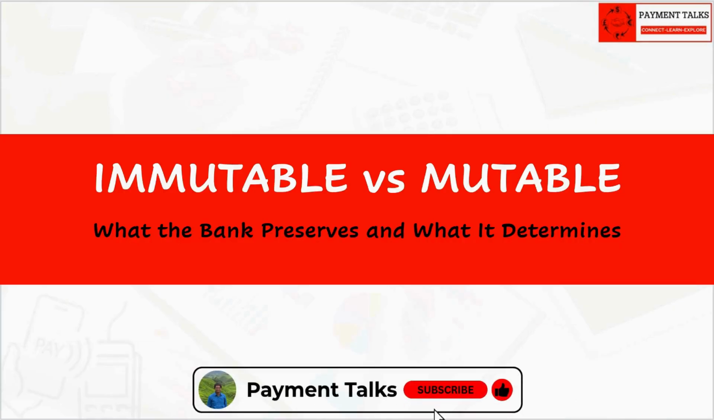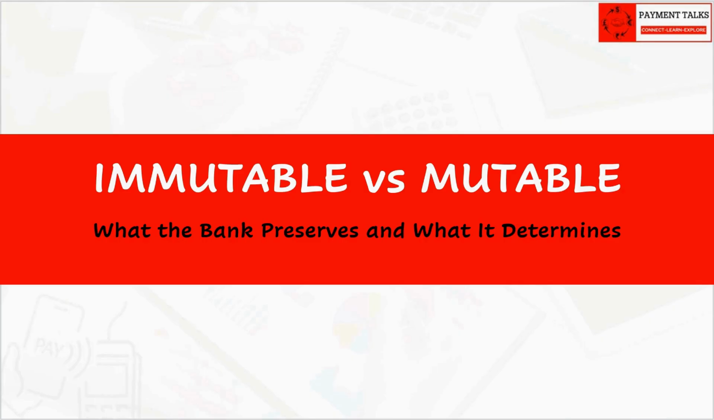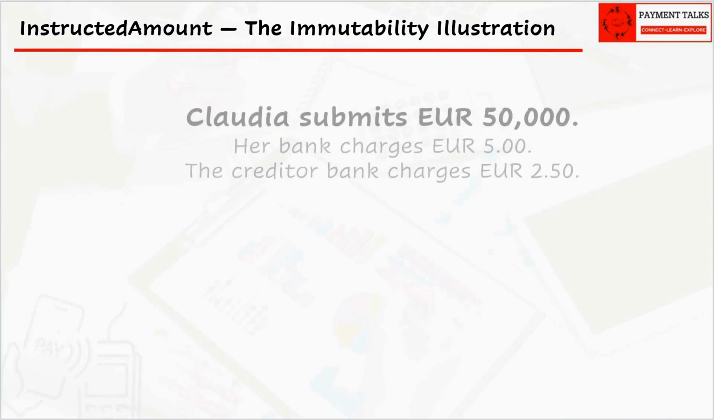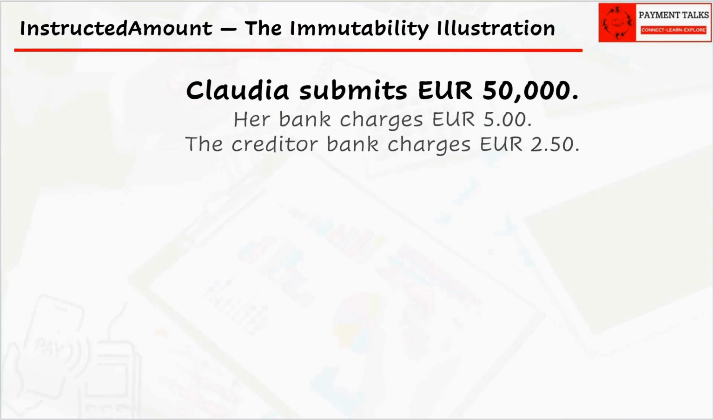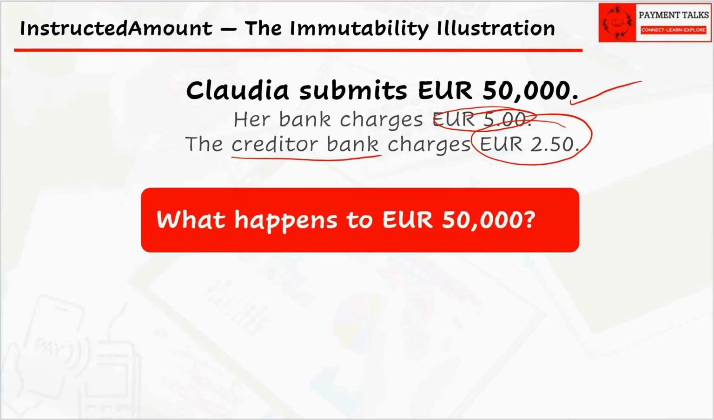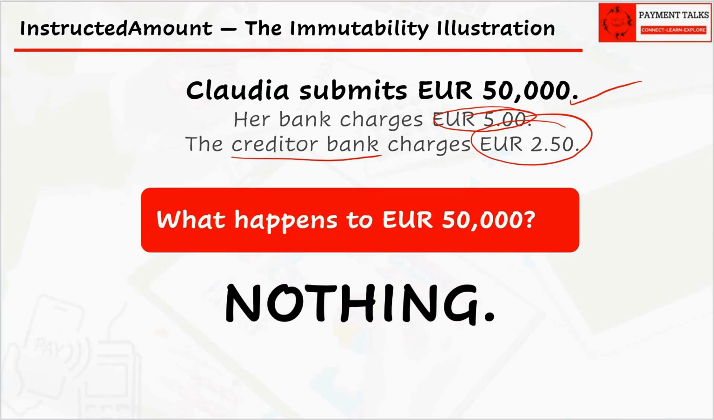Now I want to draw the clearest possible line between what the bank must never modify and what the bank must determine. Let me illustrate immutability with the question that trips teams up most often. Claudia submits euro 50,000. Her bank charges euro 5 for the transaction. The creditor bank in Milan charges euro 2.5 to process the credit. What happens to euro 50,000? Nothing. Euro 50,000 does not change.